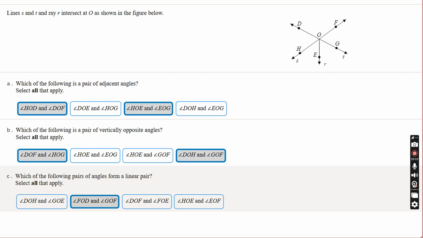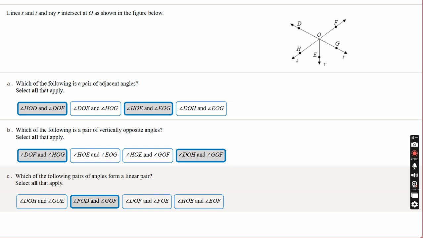It's not a linear pair, sorry. So if they don't have a common segment. Let's check the other one. DOF and FOE. Even though they have a common segment, they're not opposite each other. This will be a linear pair. It's not adjacent. They're not adjacent angles.